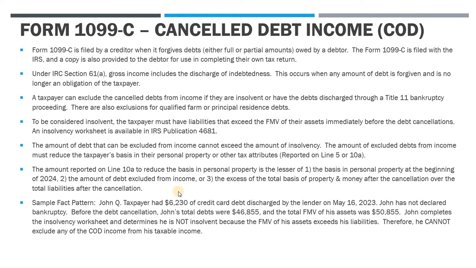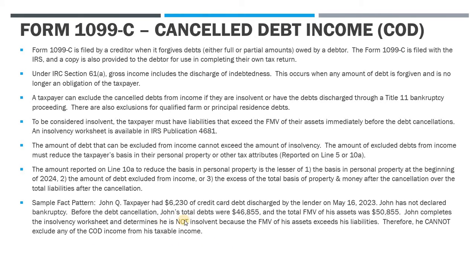In this fact pattern, John Q. Taxpayer has $6,230 of credit card debt that was canceled by the lender in May 2023. John has not declared bankruptcy. That's important because if you haven't declared bankruptcy, then you look to the insolvency exception or one of the other exceptions that might apply.